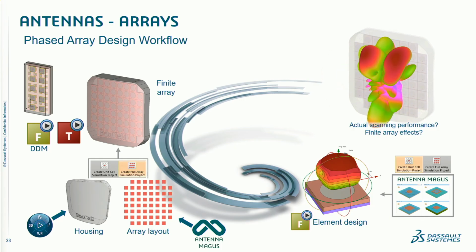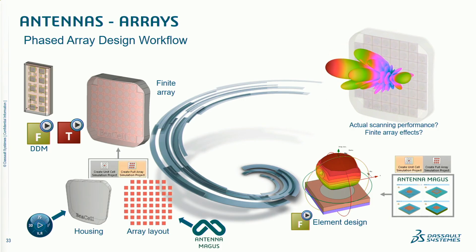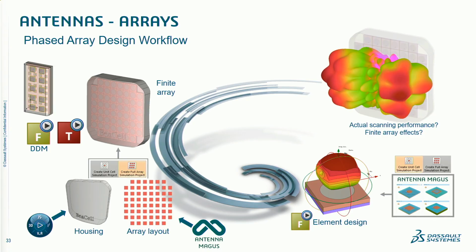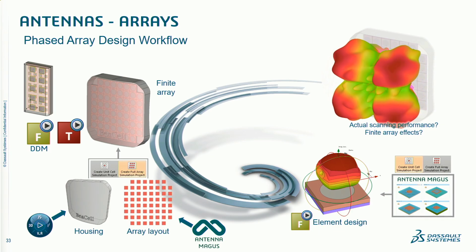We have tools, and I mentioned those different solvers. Different solvers can be used for different parts of this. You might start by optimizing the individual element. Then you might look at that as a sort of infinite array and see what the effects might be. Then put it into a discrete array. And once you're in a discrete array, we can use different full wave solvers to actually look at that through different scanning angles, analyze different code book requirements, etc.